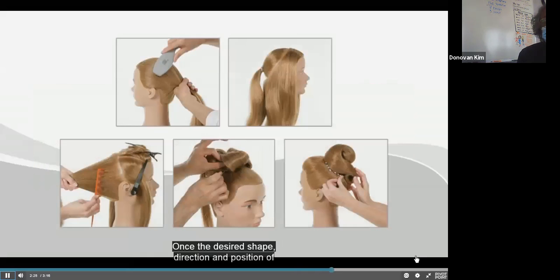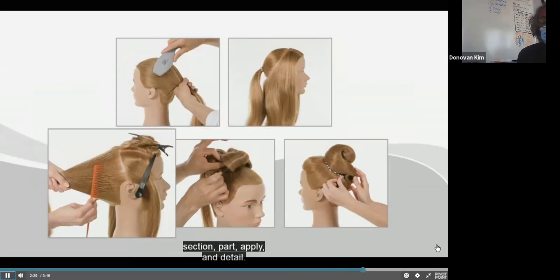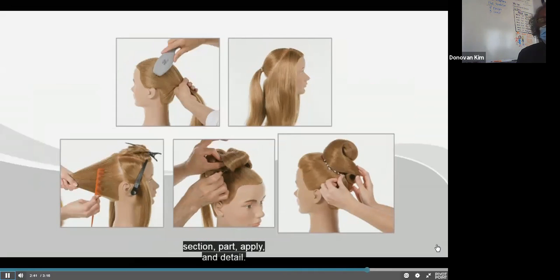Once the desired shape, direction, and position of volume are identified, you will follow a step-by-step procedure to ensure control of the form as it is being created. The long hair design procedures are distribute, section, part, apply, and detail.